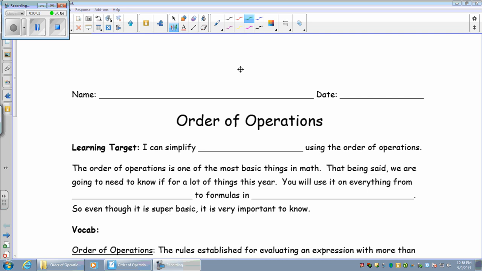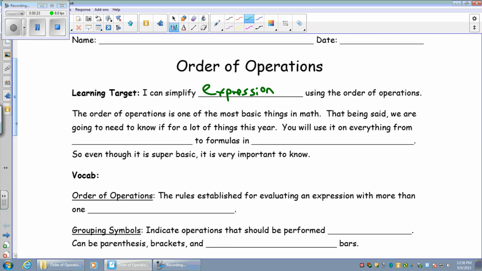Alright guys, here are my notes on order of operations. Your target for today is you should be able to simplify expressions. And remember, expressions are just math sentences, things like 2 plus 5 or 3 times 7, using the order of operations. Now, the order of operations is an extremely basic topic. That's why we're doing it right away.